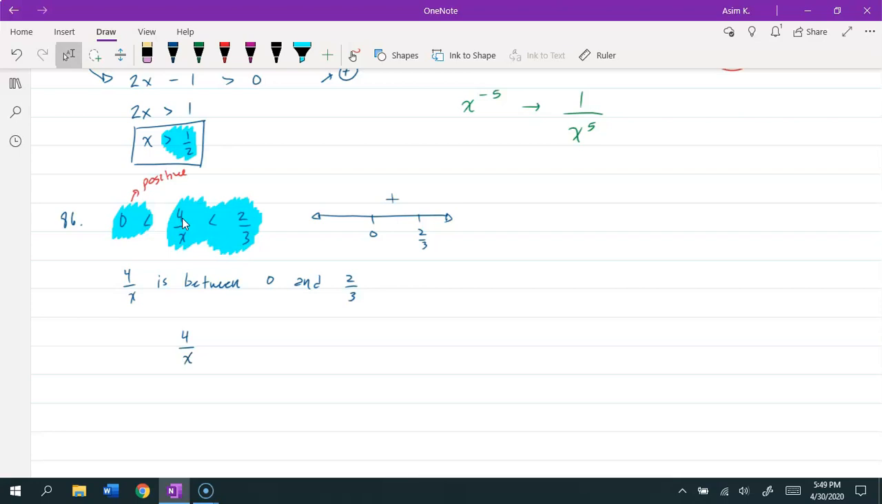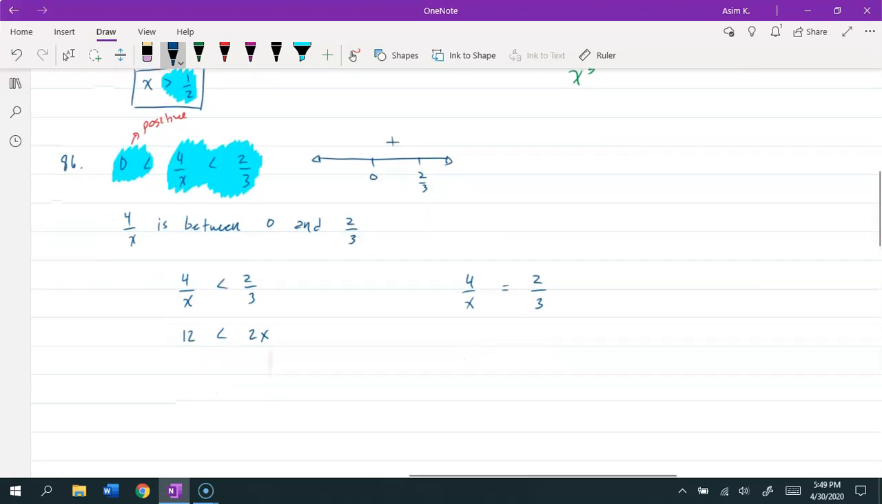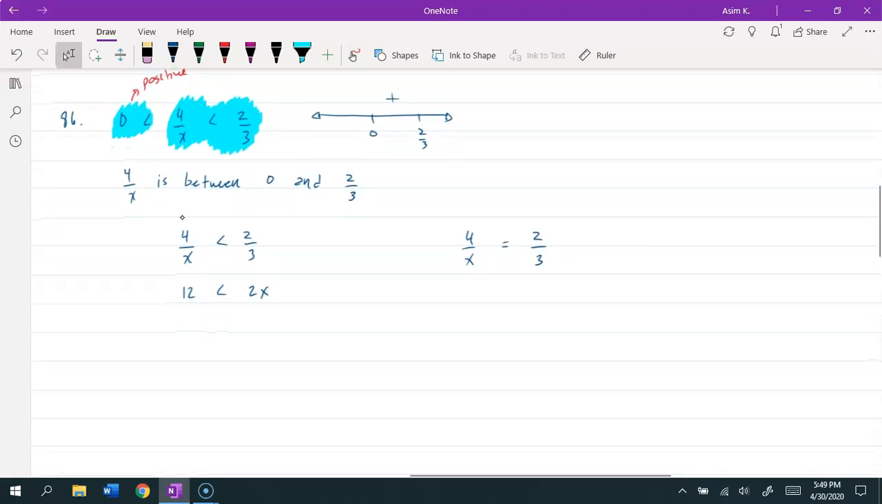So 4 over x is less than 2/3, and therefore you can cross multiply these. If you don't understand why you can cross multiply them, just like if you had 4 over x equals 2/3, what would you have done? You would have cross multiplied. So the same thing happens here: you multiply the 4 and the 3 to get 12, the 2 and the x to get 2x, and then you divide on both sides by 2, so you end up with 6 is less than x, right?